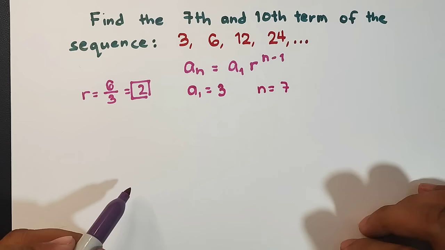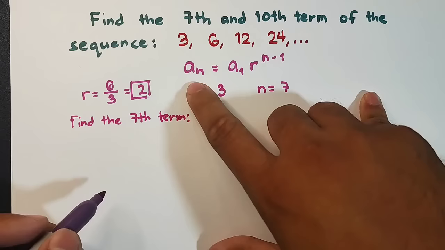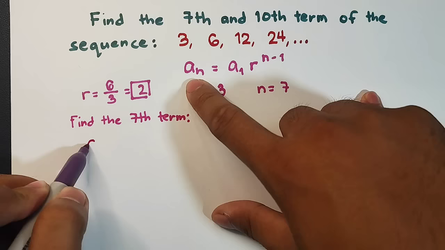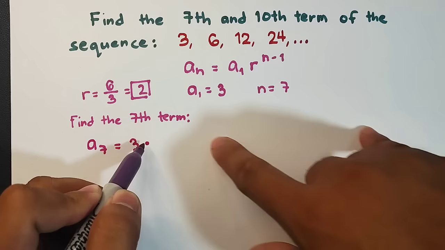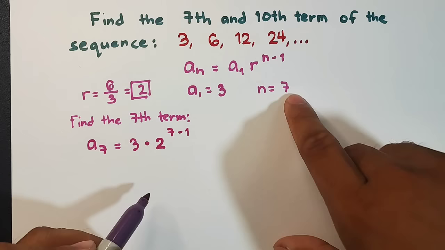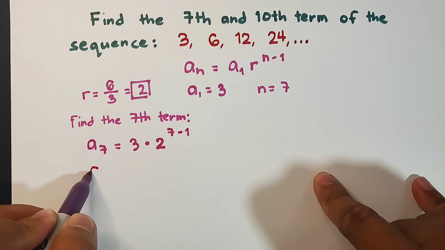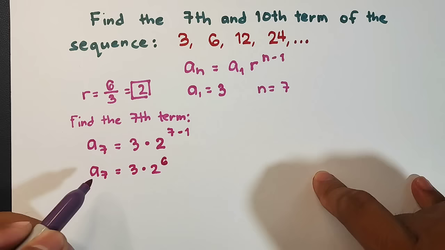Let me try to find the 7th term. Now, using this formula, this will become a sub 7 because your n is equal to 7, is equal to your a sub 1, which is equal to 3, times your r, which is equal to 2, and your n is equal to 7, so this is 7 minus 1. Simplifying this, this will become a sub 7 is equal to 3 times 2. Simplify this exponent, 7 minus 1, that is equal to 6. And after that, you need to simplify this, 2 raised to 6.